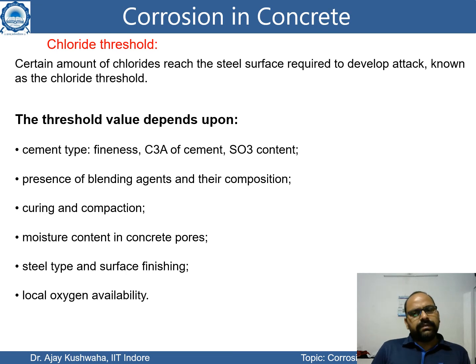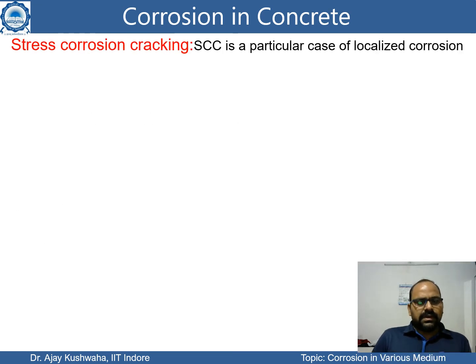Local oxygen availability. Then the third part is stress corrosion cracking. Shortly we say SCC, it is a particular case of localized corrosion. So here, if we are having any kind of stress, whether it's a pre-stress or during use, say in a beam where you are having some load. So there's already stress, it's loaded, or maybe the roof, so you are having some load.